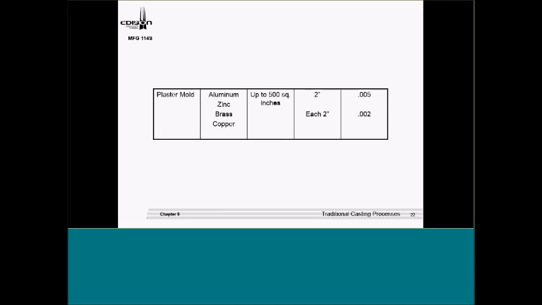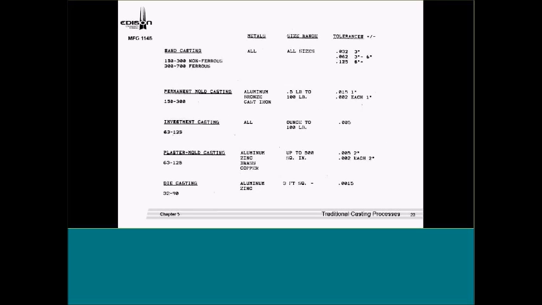And then a plastic mold. Okay, and again, what it's for, up to 500 square inches. And again, we can see the tolerance for that. And plaster mold is for aluminum, zinc, brass, or copper. And then I typed this up just real quick, but we're looking at a sand casting, and again, the various micro finishes to the left, as we're looking right here. Permanent mold, the investment, the plaster mold, and the die casting.